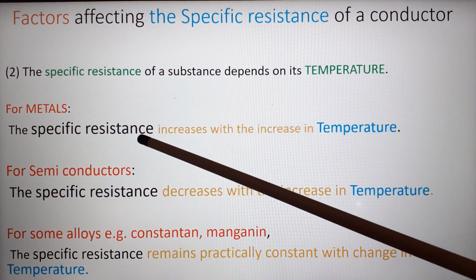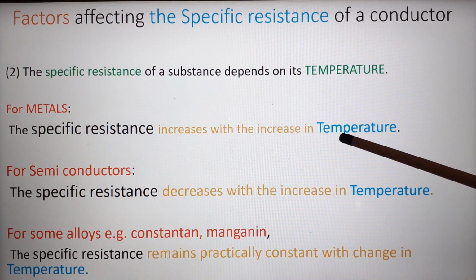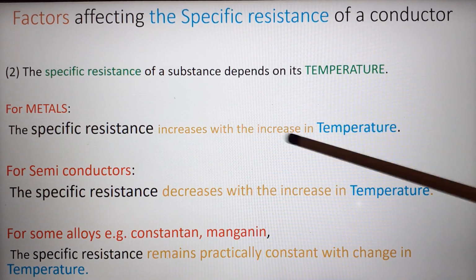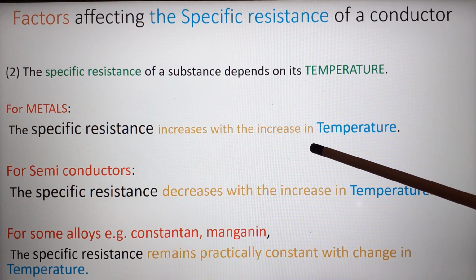For metal, we have studied when temperature increases, resistance increases. So specific resistance also increases because whatever amount of heat is supplied, it will be absorbed by electrons and they will start moving randomly. So definitely number of collisions will increase. So with increase in temperature, specific resistance increases.